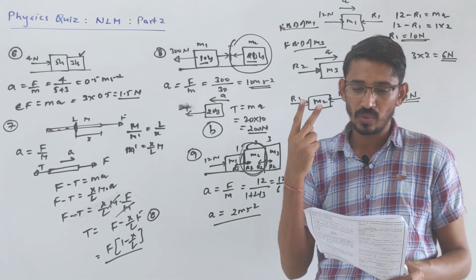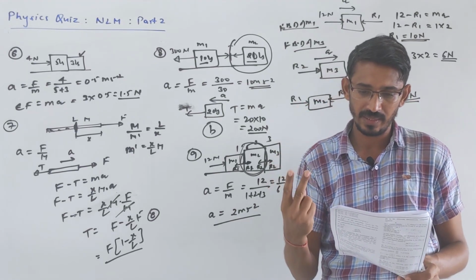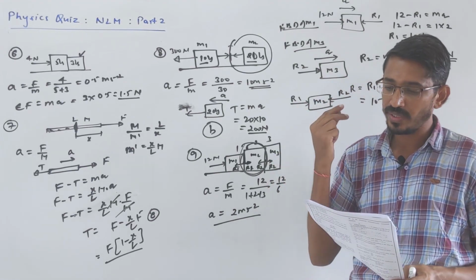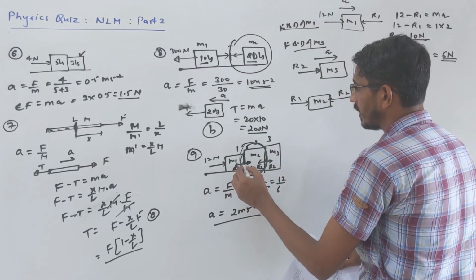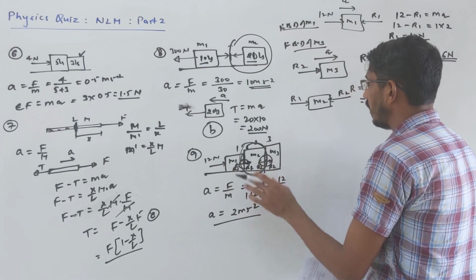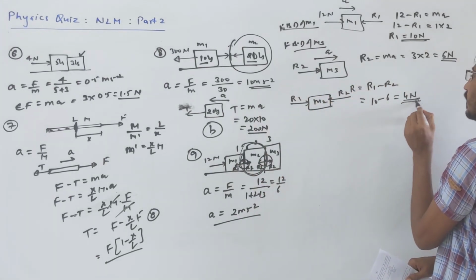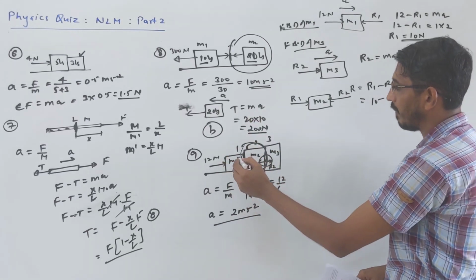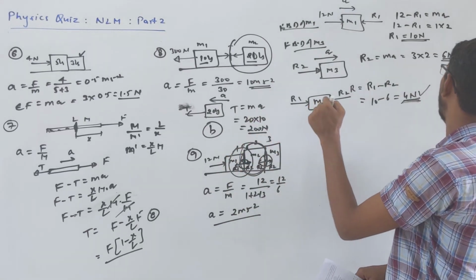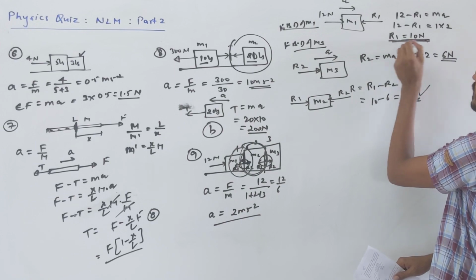Because here there are two blocks, yes, they are asking the contact force acting on mass M2. There are two contact reactions, one on this side and one on that side. If we write them together, the answer should be 4 Newton, but this is not a given option. It means they are asking only one contact reaction, mainly between these two blocks, so that should be 10 Newton.